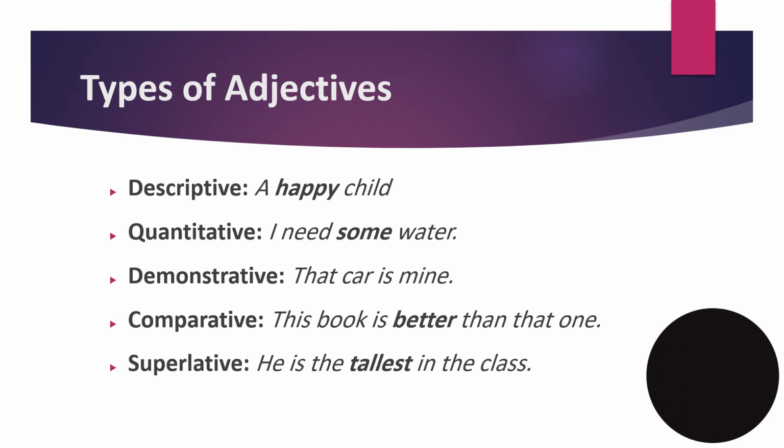Types of adjectives. We have, as we said, descriptive, like a happy child; quantitative, some water; demonstrative, that car is mine; comparative, this book is better than that one; and we have the superlative, he is the tallest in the class.